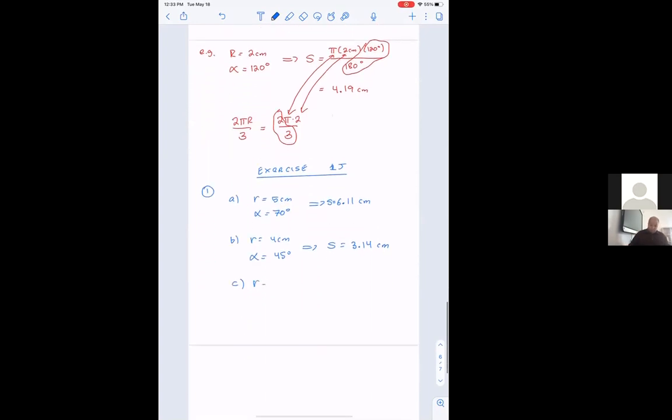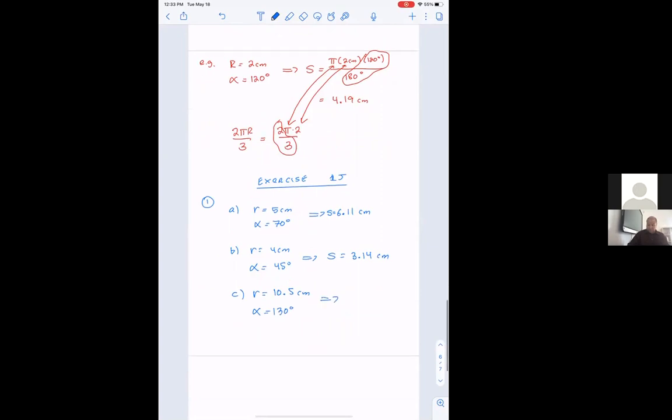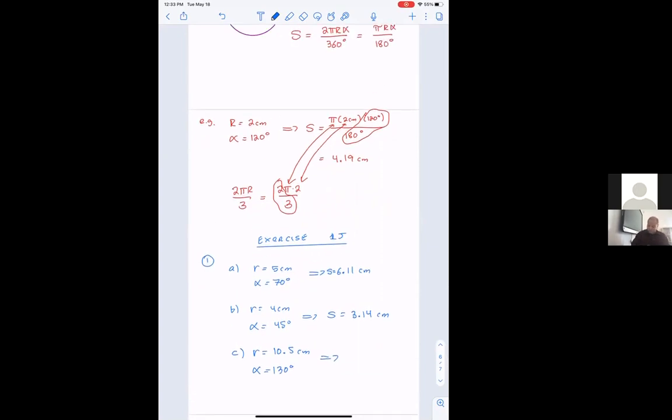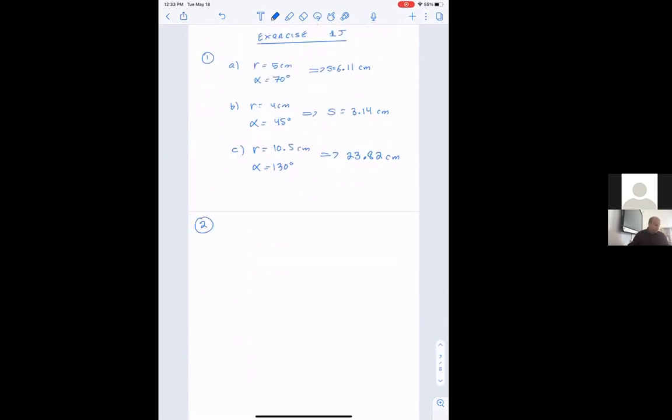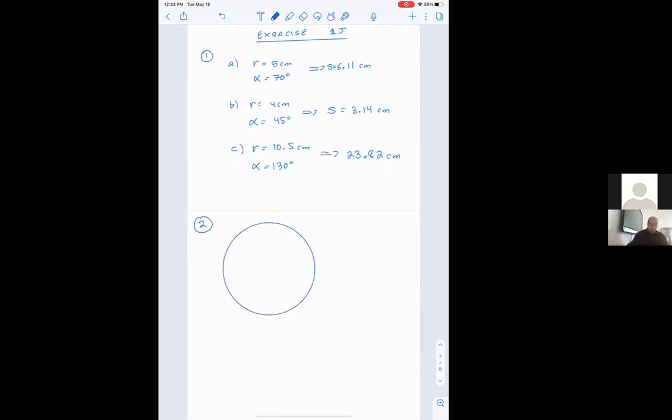C, R equals 10.5 centimeters with an alpha of 130 degrees. Same thing. Pi times 10.5 times 130 divided by 180 gives me, to 2 decimal places, 23.82 centimeters. Question number 2. A clock is circular in shape. Okay, well, a circle. With a diameter, D equals 25 centimeters.